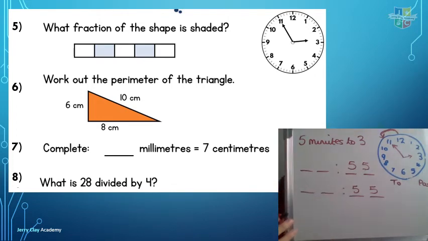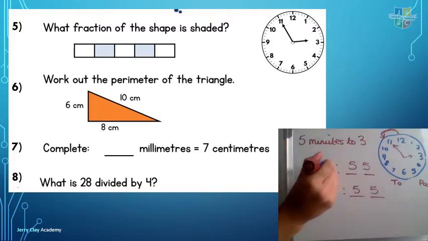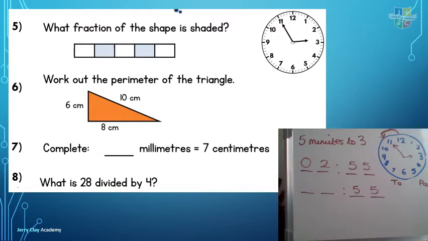Now I look at my hour. It's not going to be 3:55 because it hasn't got to the 3 yet. It hasn't gone past the 3. So because I'm saying it has gone 55 minutes past, it would need to be the hour before, so it would be 2:55, which is the same as 5 minutes to 3. And obviously if I'm turning that into PM, I would add 12 to that, which would be 14:55.